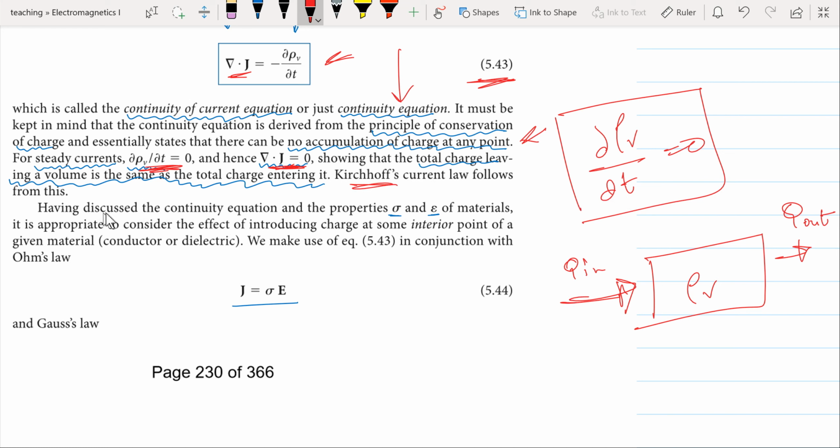And therefore, having discussed the continuity equation and the properties of sigma and epsilon of the materials, it is appropriate to consider the effect of introducing a charge at some point of a given material. And we make use of this equation in conjunction with Ohm's law. And we say that we can define Ohm's law in this format.